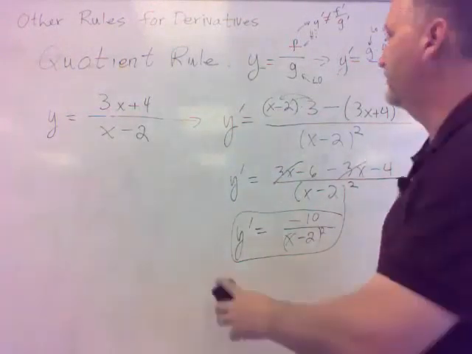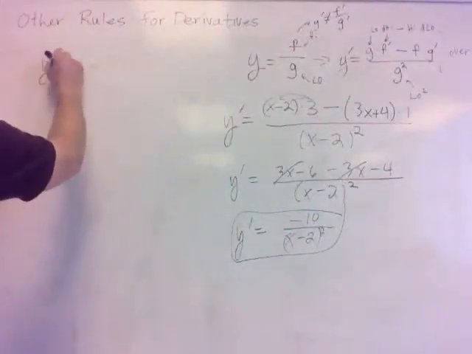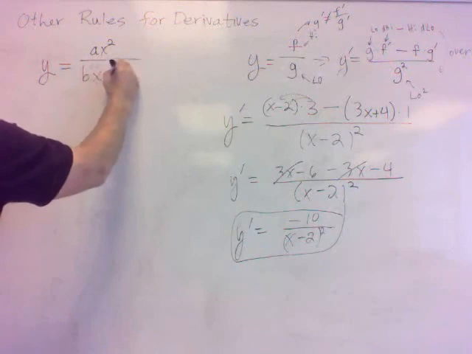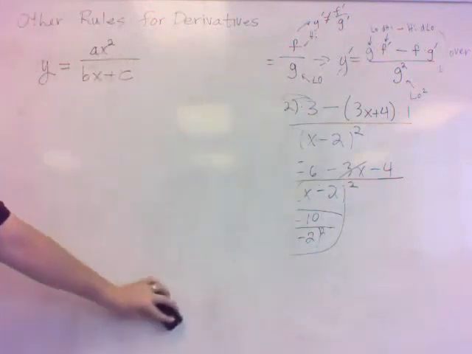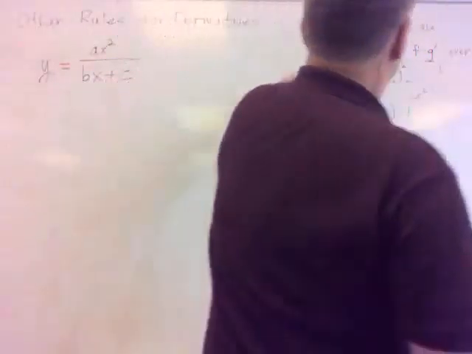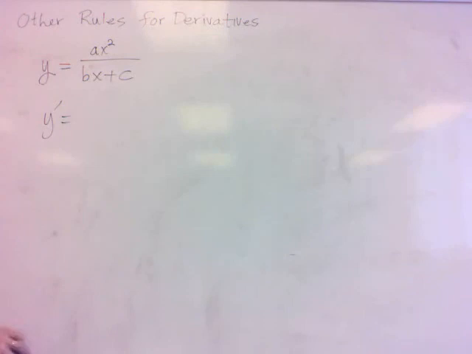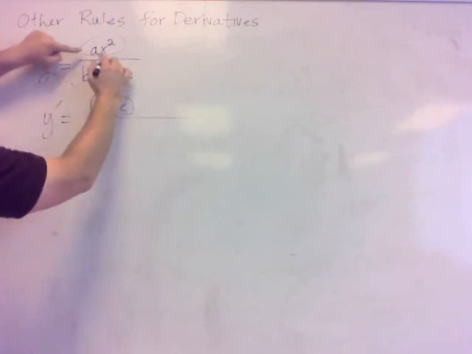All right, let's see. Here's another one. We haven't come across this yet. Let's say I've got y equals ax squared over bx plus c. What's the derivative there? Well, don't I have to use my quotient rule here? I've got ax squared divided by bx plus c, so that is where we would do our quotient rule. How's the quotient rule go? Well, I take low, just the low as is, bx plus c, times d of the high.